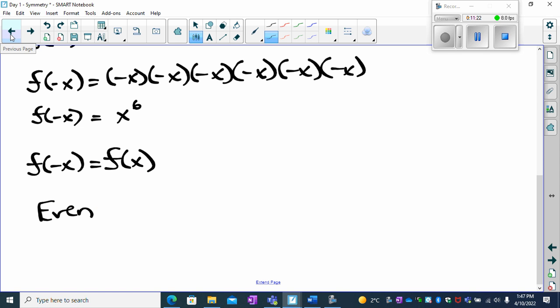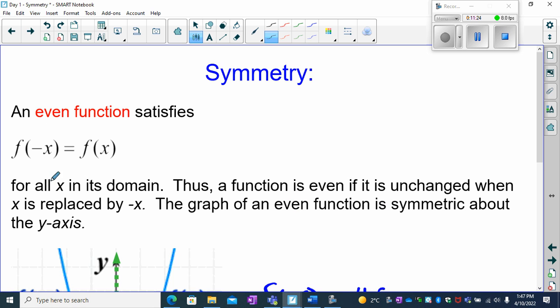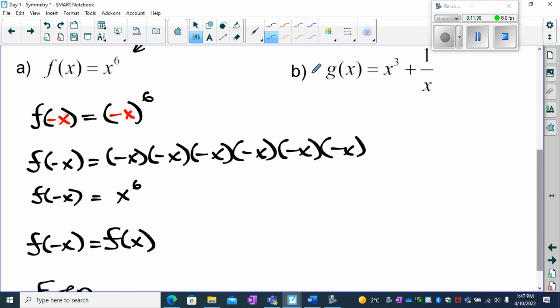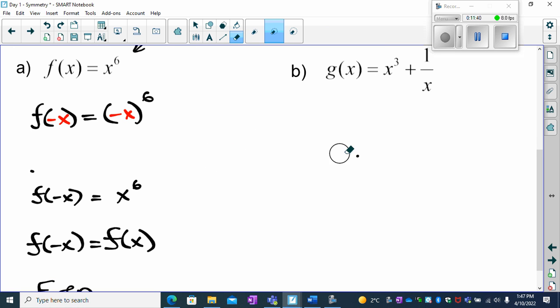If we look back to our notes, there it is. An even function satisfies f at negative x equal to f at positive x. All right. I'm going to erase that and get that piece out of the way.